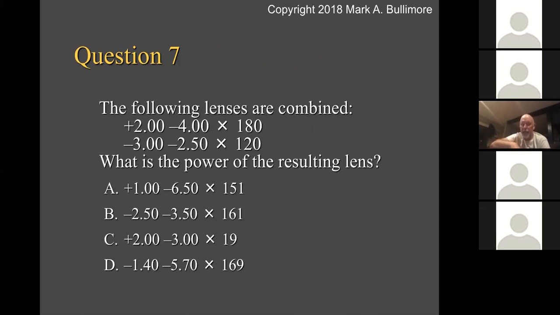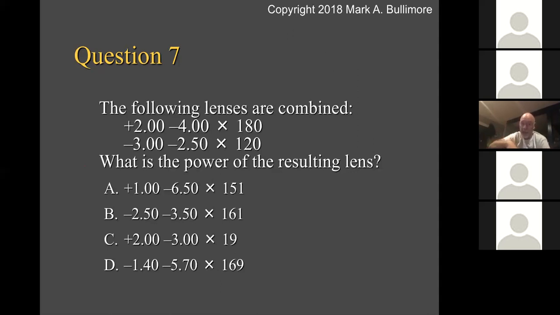What's the spherical equivalent of the first one? Figure that out very quickly. Plus 1, half the cyl. So that looks like minus 2.25. That can't be right. Second one, minus 2.5, half the cyl, 1.75. Minus 4.25. That could be right.